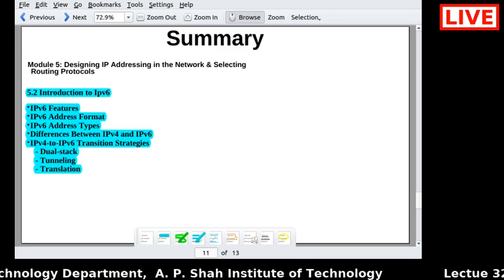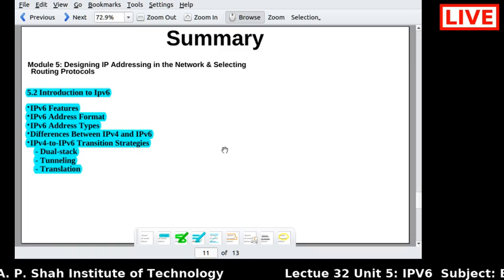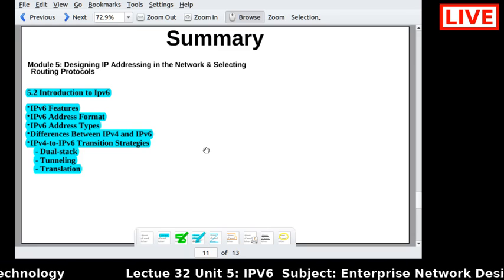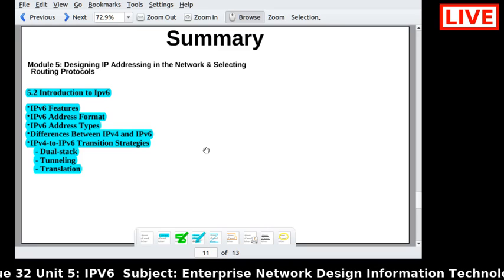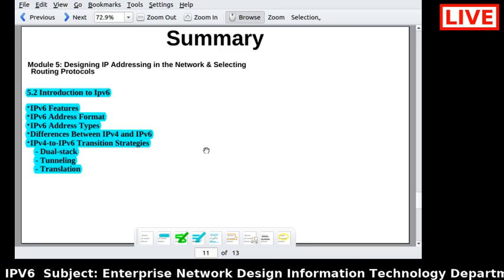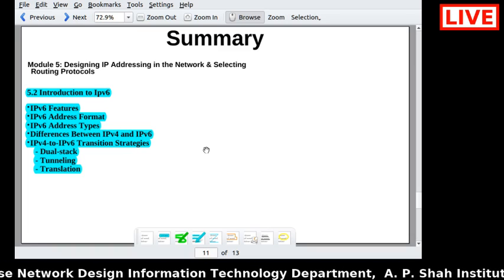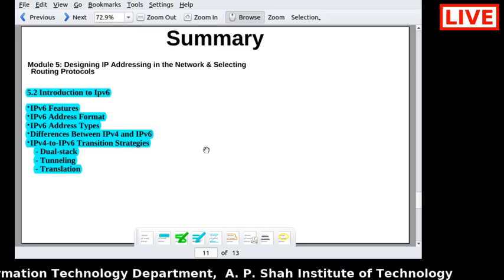So let's stop it today. We will start the routing protocols from your next lecture. I will require two sessions to complete this routing part, and after that we end this chapter. Then we have only one chapter left, that is chapter number 6.